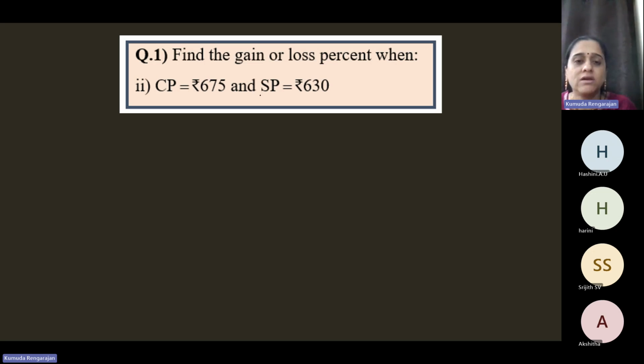Now tell me, children, the selling price? Is it a profit or loss here? Loss, ma'am, because cost price is more than the selling price. Okay, so because the cost price is more than the selling price, it's a loss. So you'll have to find the loss percent. What's the formula to find the loss percent? Loss by CP. Very good.